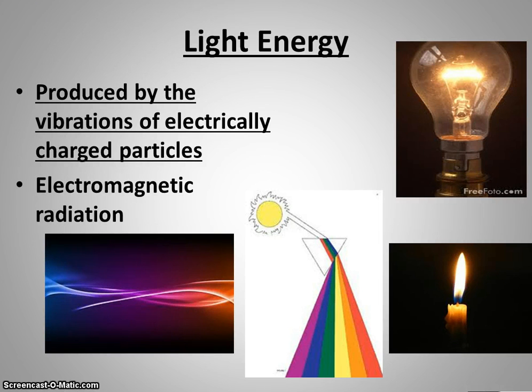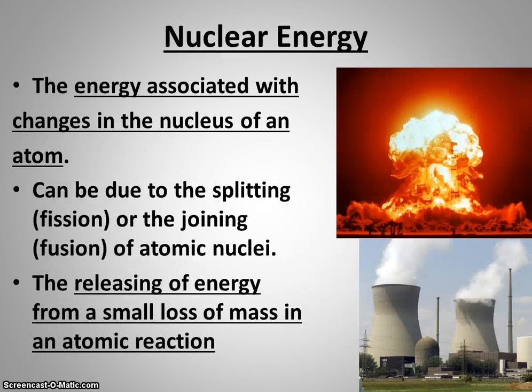Light energy, produced by the vibration of electrically charged particles. Okay, light energy, I think we know candles produce light energy. The sun produces light energy. Light bulbs produce that light energy, and light energy is also a kind of vibration of different kinds of particles. And we see light energy. We're not going to go deep into light energy, but you can see when there's light energy because that's how we see. So light energy is kind of obvious.